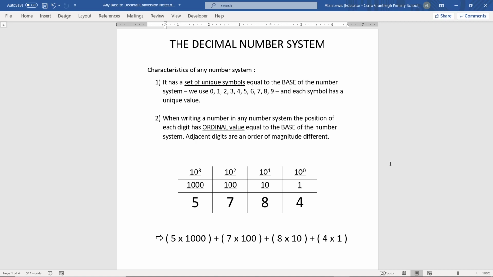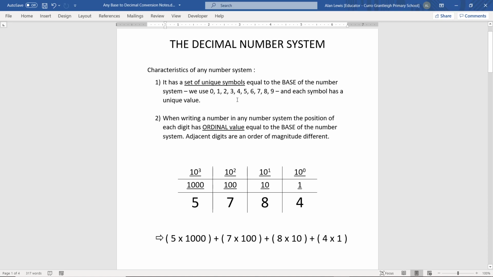If we look at what the characteristics of a number system are, point number 1, we need some symbols to represent digits. Because we are in a decimal number system, we need 10 of them. So that is the first characteristic of a number system, it needs a set of unique symbols equal to whatever base you are in. So we are in base 10, which means we need 10 symbols, and these are them over here. These are the ones that we use.